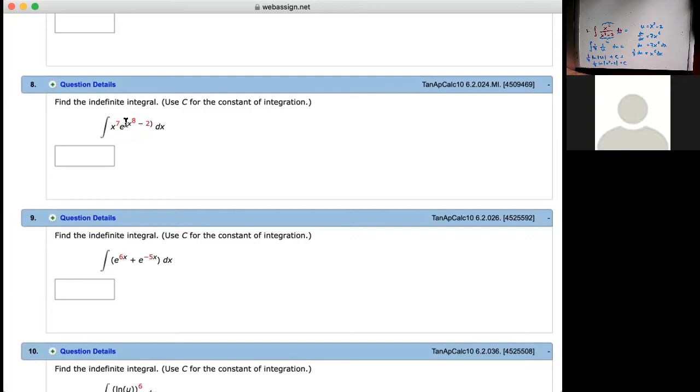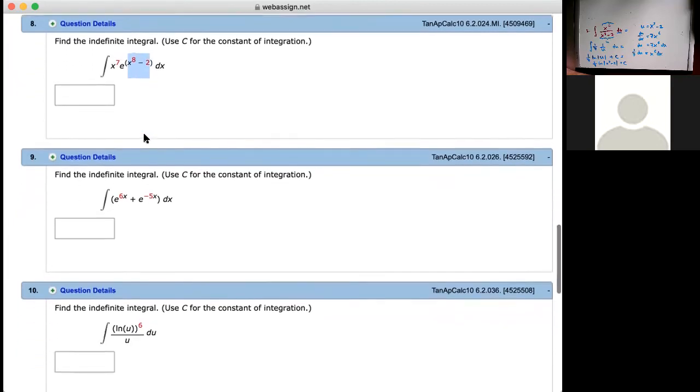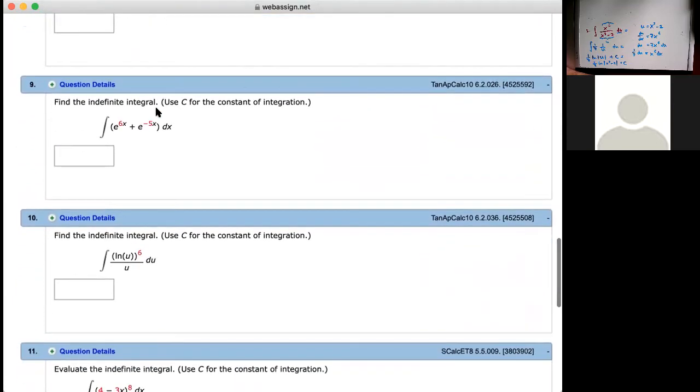All right, so if I were doing this problem 8, I would choose u to equal x to the 8th minus 2 and see where I go from there. Problem 9, find the indefinite integral. Okay, this one's interesting. We have powers of e. So we have e to the 6x plus e to the negative 5x. So 2 different problems here.